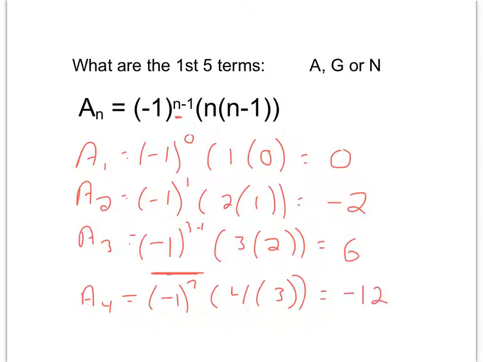Maybe we're seeing a pattern. We're alternating. Well, the first one was 0, but then we go neg, pos, neg. The fourth term is going to be positive, and I would like you guys to figure out the fifth term, a sub 5, is equal to what?